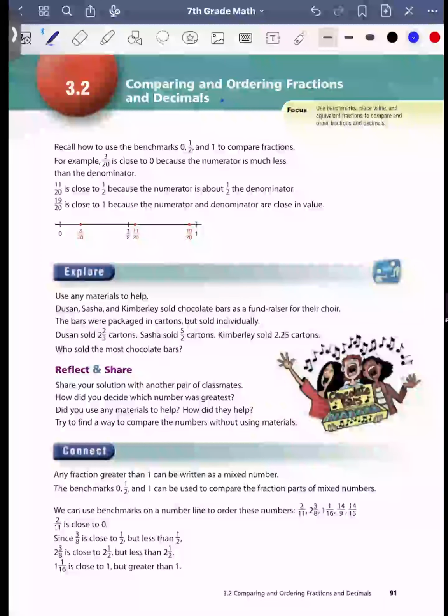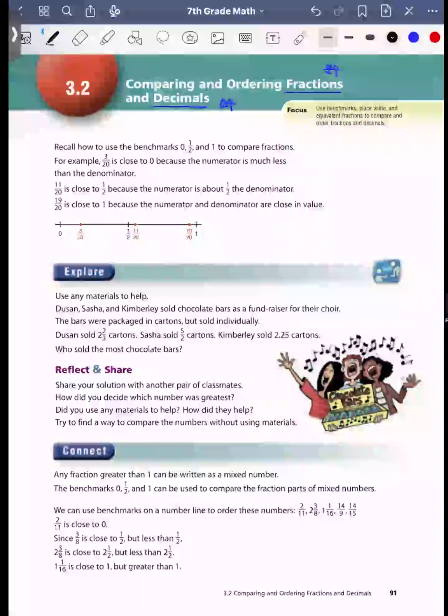Today we're going to learn how to compare and order fractions and decimals. Just to recall, what is a fraction? In Korean, it's 분수, and decimal means 소수.